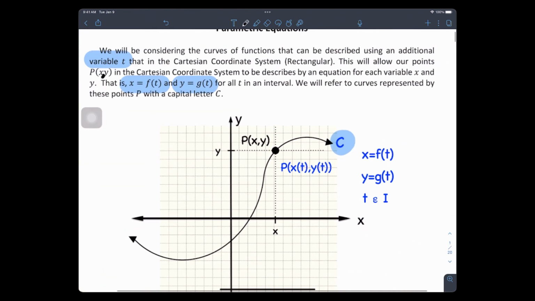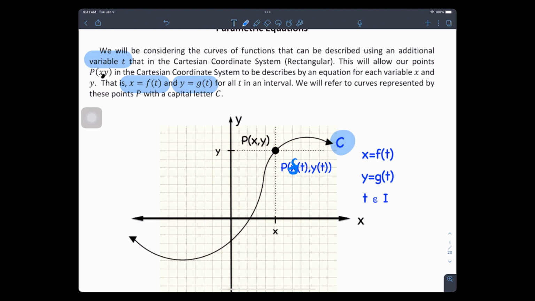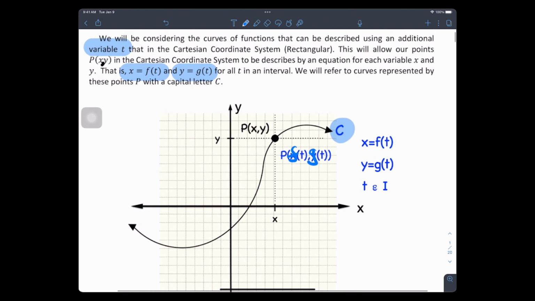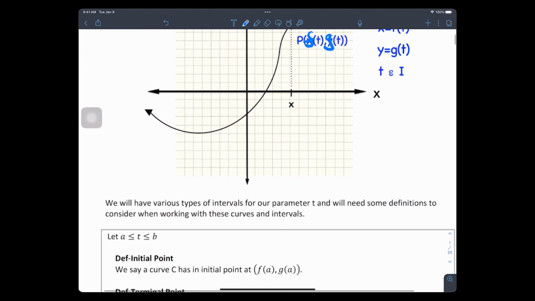So sometimes, and I can already see another, God, I got to fix that. That's f and that's g. So x is a function of t, y is another function of t, t is in some interval. So I already found two typos to fix. Parametric equations, I got to do that.